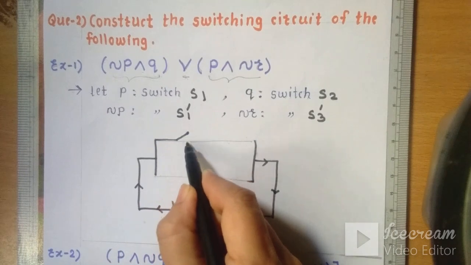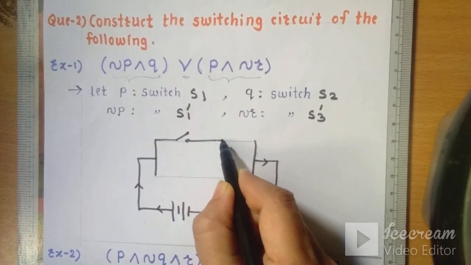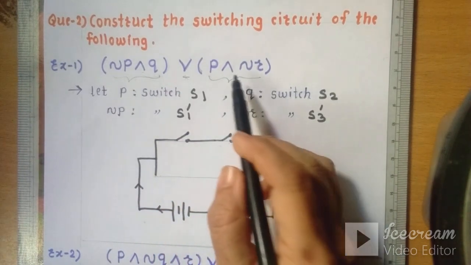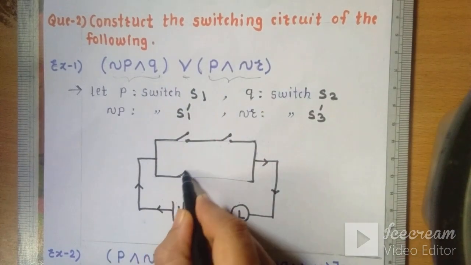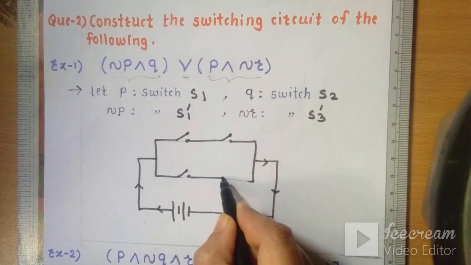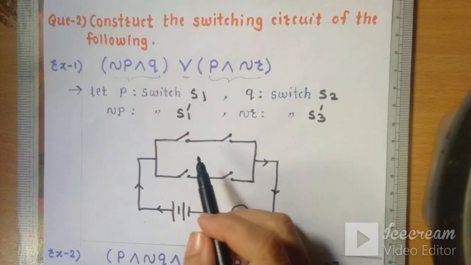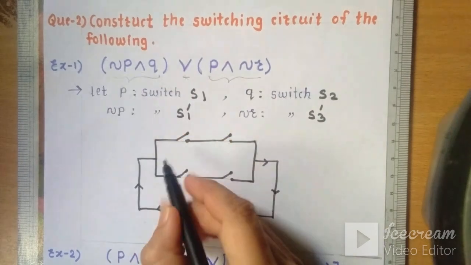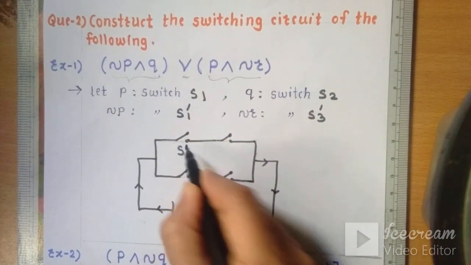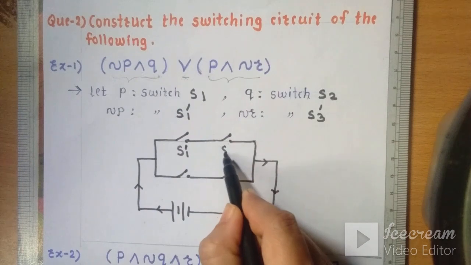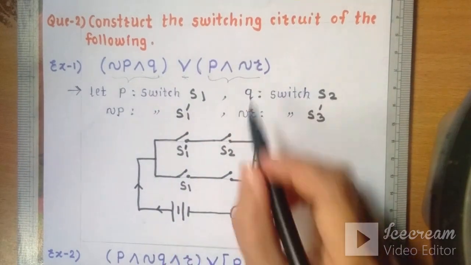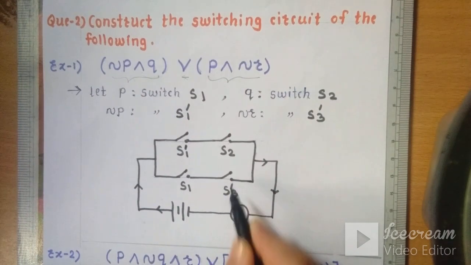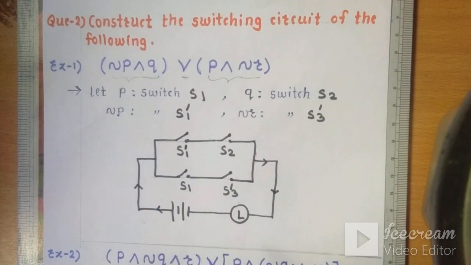So I'll draw, this is first switch, this is second switch, and on the second line again there are two switches in series. So here this is first switch and this is second. Now give the name. So first is negation P means S1 dash, then second one Q means S2, then here P means S1, negation R means S3 dash. This is the required circuit for the first example.